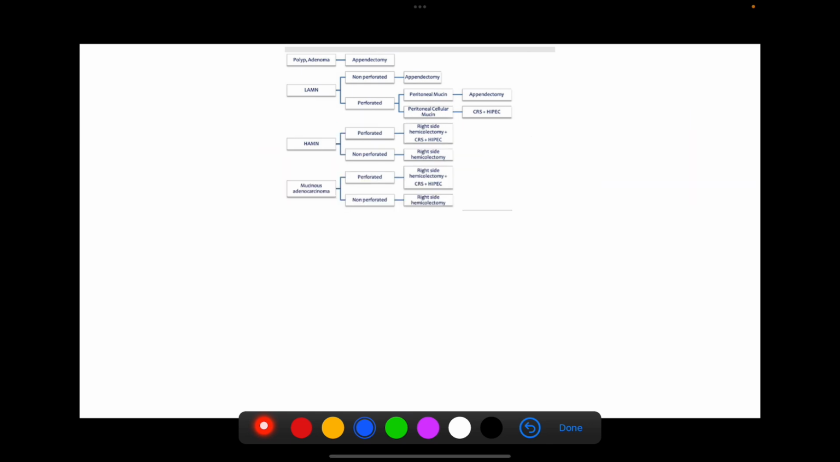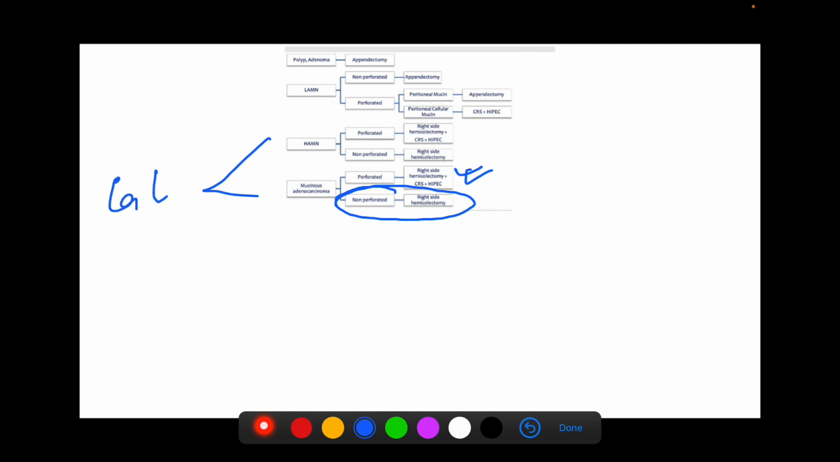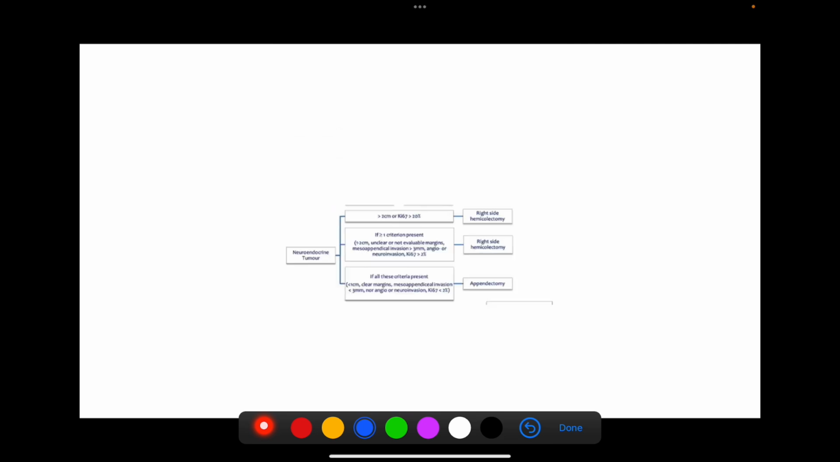Okay. The next is the mucinous adenocarcinomas. Their management is more or less like the colon cancers. So if they are not perforated, go for a right-sided hemicolectomy. If they are perforated, go for a right hemicolectomy with CRS and HIPEC. So high grade mucinous neoplasms or mucinous adenocarcinomas, they behave as Ca colon. The only difference is if you have a peritoneal spillage, you need to add CRS HIPEC along with that.